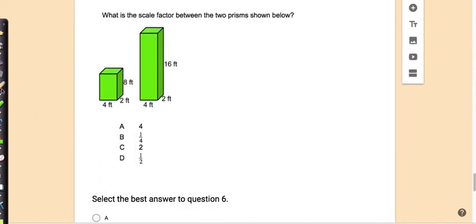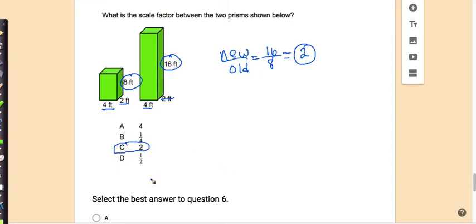Number 6, what is the scale factor? So remember, new over old. Now look at this. Same, same, same, same, different, different. Okay, which picture is the new one? The second one. So I'm going to put 16 over 8, and notice that the box increased in size. So 16 over 8, 16 divided by 8 is 2, so the box doubled. Remember, if it increases in size, your scale factor is greater than 1. And is 2 greater than 1? Yes. So I know that C is correct.